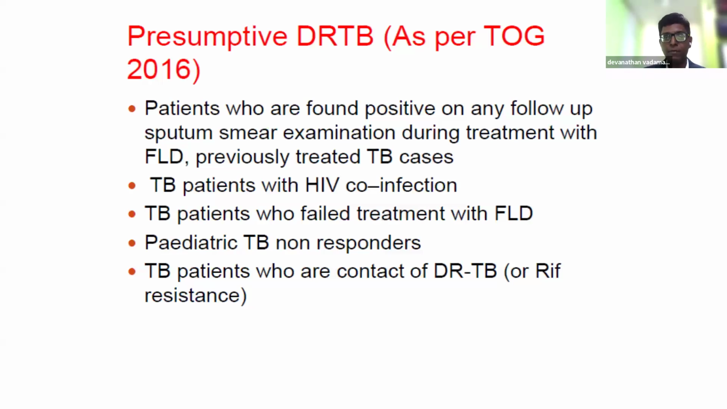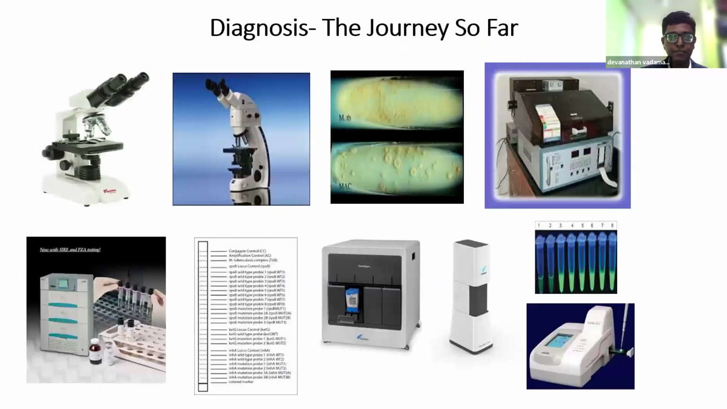Whom do we suspect of having drug-resistant TB? You started the patient on a drug-sensitive regimen, but the patient is not clinically improving. His symptoms have not resolved, his weight has not improved, he's still having the symptoms; then you should suspect drug-resistant TB. Drug-resistant TB is comparatively higher in those who have already taken TB treatment and have relapsed. First time they completed treatment, and again they are getting tuberculosis; you should suspect drug-resistant TB, with an incidence of around 20% in this subset of patients. Also suspect it in those who are in contact with drug-resistant TB patients, pediatric TB patients who are non-responding, and those who have failed treatment with first-line drugs.